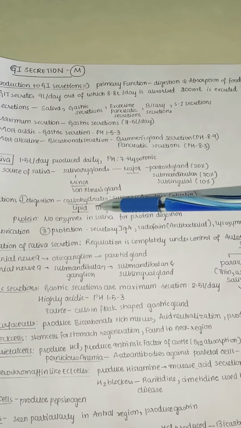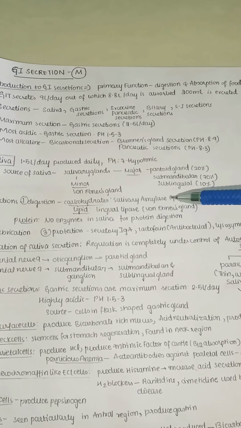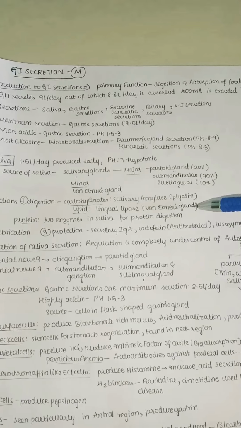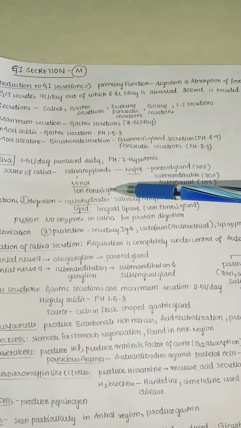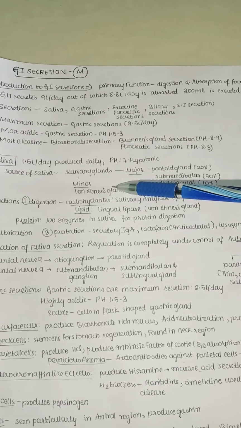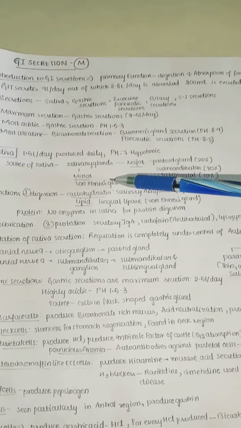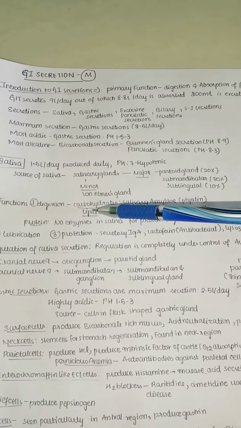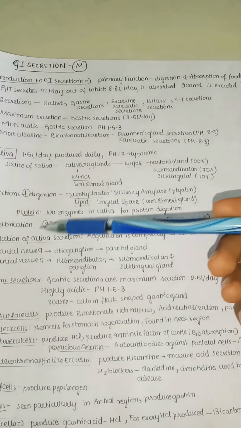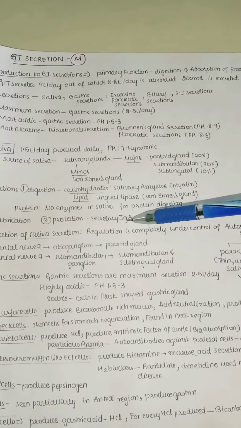And lipid digestion is mainly by lingual lipase, which is coming from von Ebner's gland, which is a minor gland we have just seen. So the minor gland, von Ebner's gland, gives rise to lingual lipase, which is useful for digestion of lipids. So remember, saliva can digest only carbohydrates and lipids, but not protein. For protein, there are no enzymes in saliva for protein digestion.